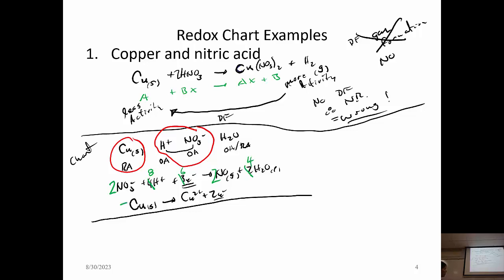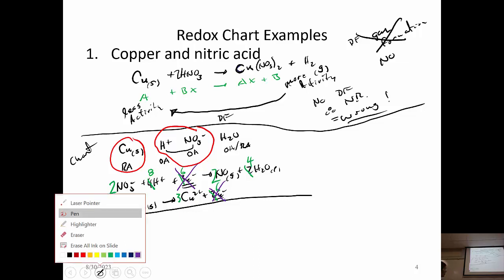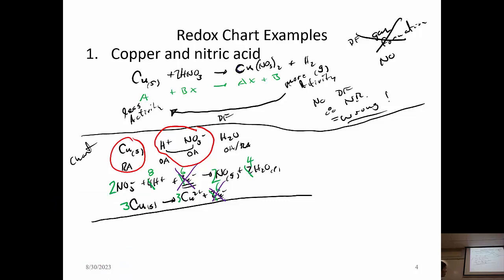And then over here, I'm going to multiply this one by 3. So I'm going to have 3 coppers, 3 copper ions, and 6 electrons. I need to do this because I need to make sure the electrons cancel. And that's critical. The electrons have to cancel. There's 6 electrons here on the left that are going to cancel the 6 electrons here on the right. Okay, once I cancel out the electrons, then I'm going to combine the two equations. So I'm going to get 2 nitrates plus 8H plus.